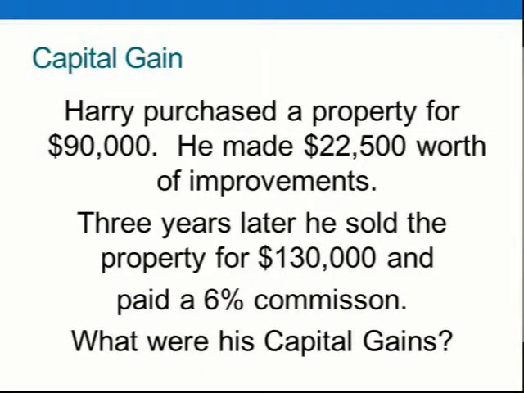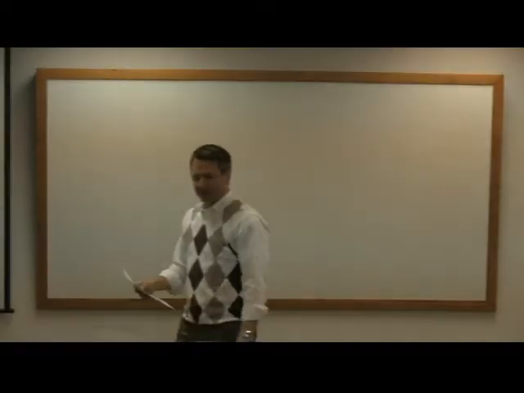Harry purchased the property for $90,000. He made $22,500 worth of improvements. 3 years later, he sold the property for $130,000 and paid a 6% commission. What were his capital gains on the sale? So he paid a 6% commission. Like I said, we're going to throw in an extra variable here, but the process is still going to be the same.